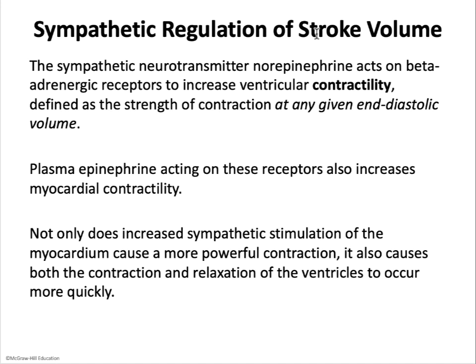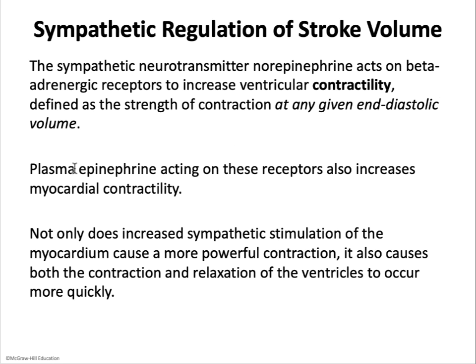The stroke volume may also be increased by external regulation. The sympathetic neurotransmitter that we mentioned before, norepinephrine, acts by way of the beta adrenergic receptors to increase contractility of the ventricles. That is the strength of contraction. That is a molecular biology attribute. This means that the ventricles could fill to the same end-diastolic volume, but contract at different rates.